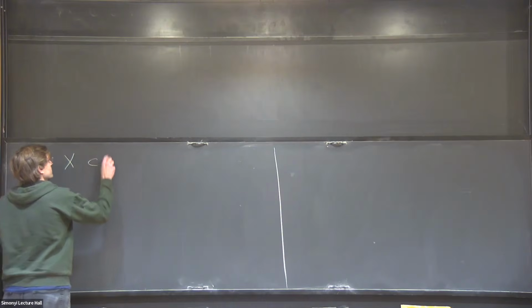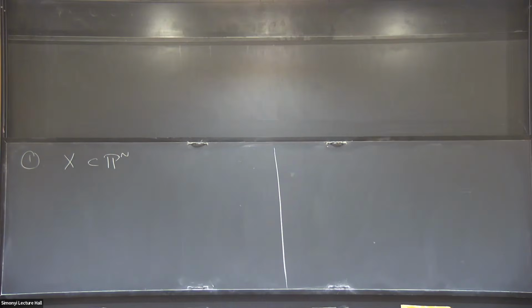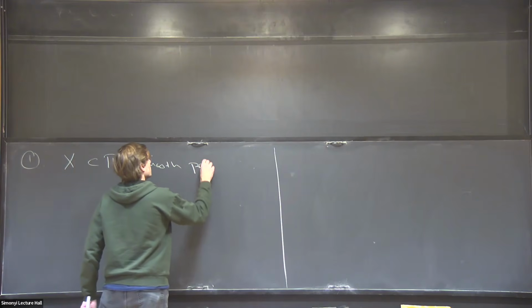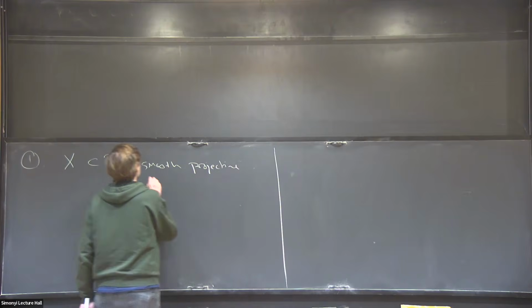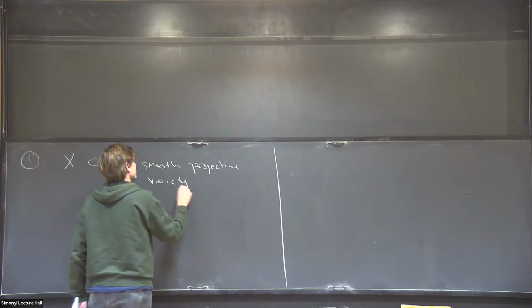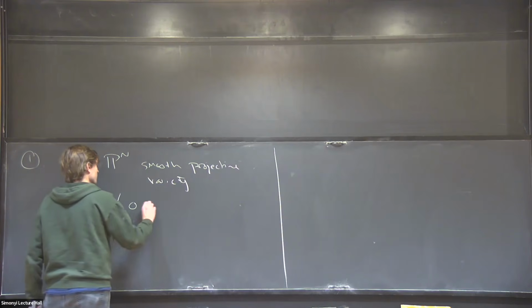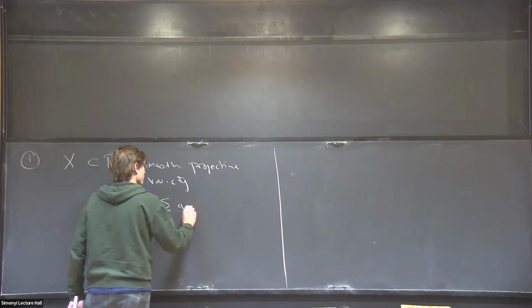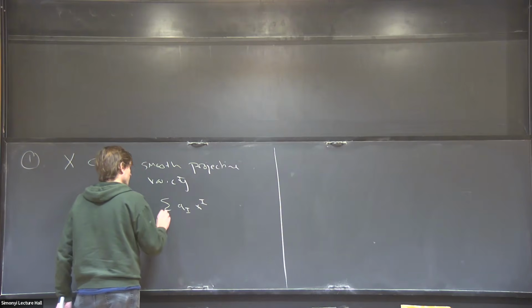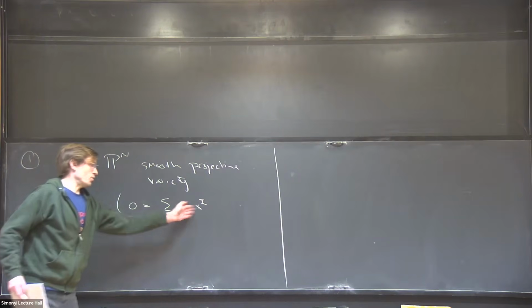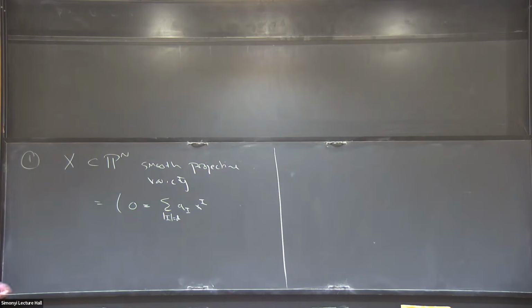So let X inside a projective space be some smooth, complex projective variety. We don't have to be fancy. We can think of even just a hypersurface, so just something cut out by the zero set of a single homogeneous polynomial. All of the monomials have the same degree d. Say my homogeneous coordinates are x_0 through x_N.